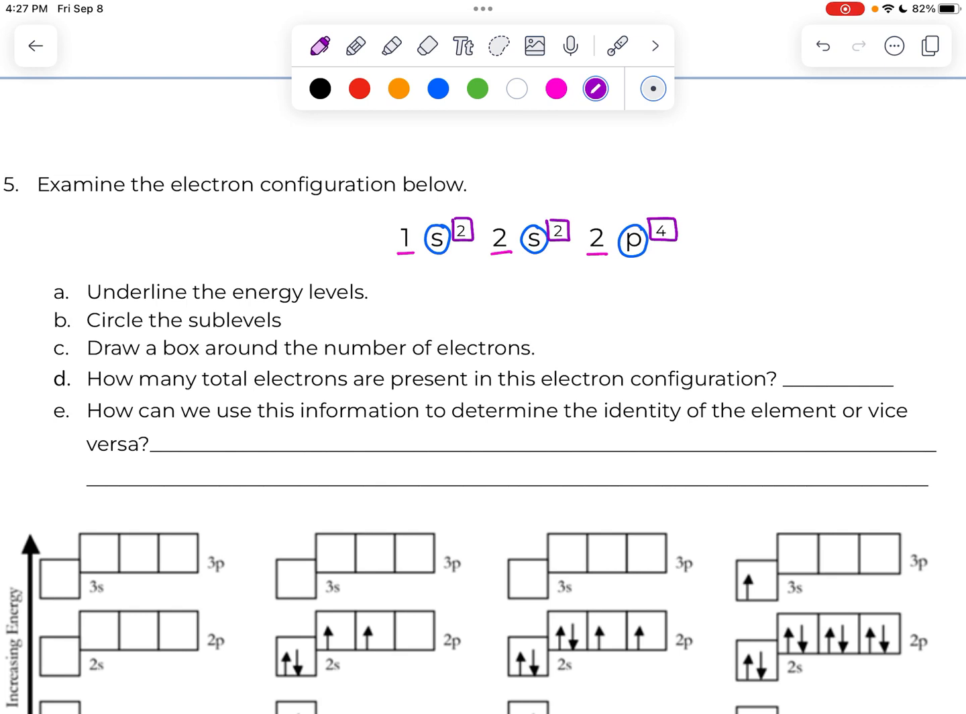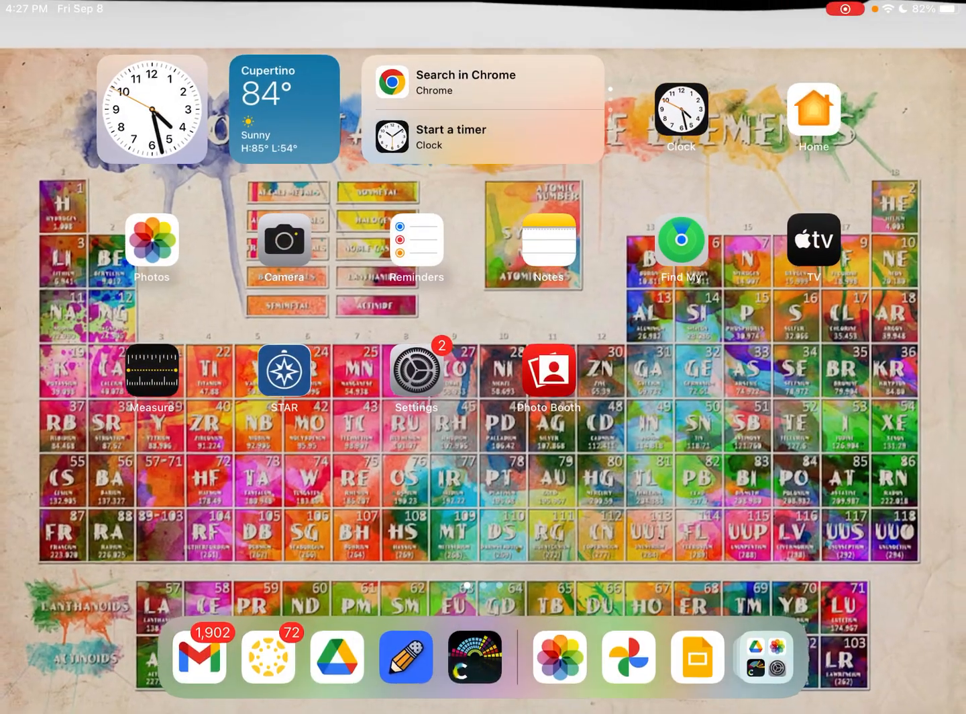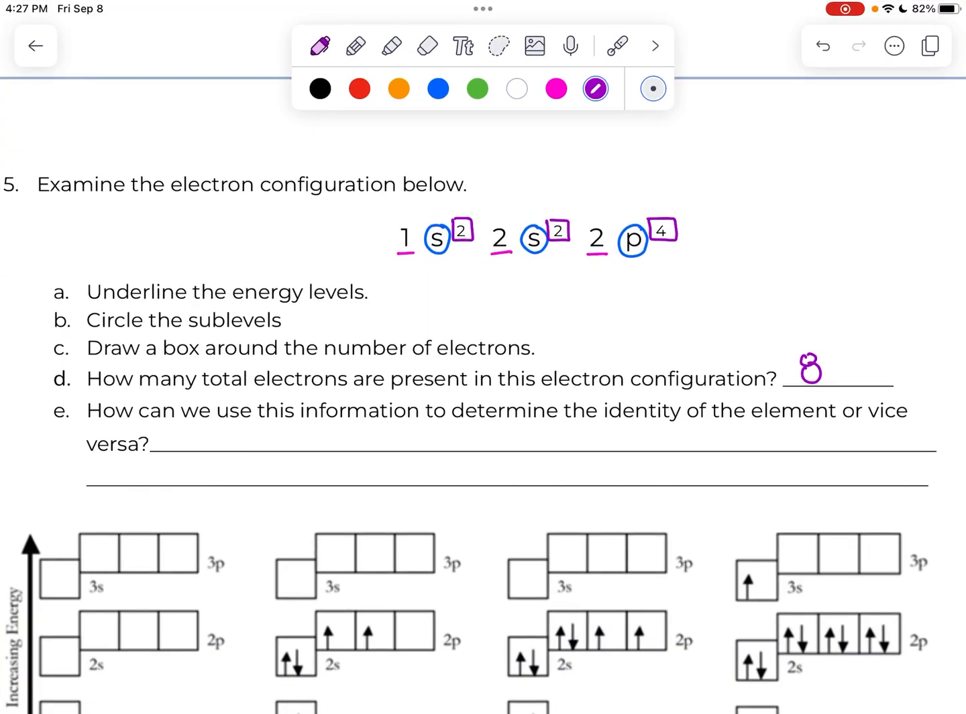So if I count up the numbers that I have in my boxes, 2 plus 2 is 4, 4 plus 4 is 8. That means I must have 8 total electrons represented in my electron configuration. So how could you use this information to determine the identity of an element or vice versa?